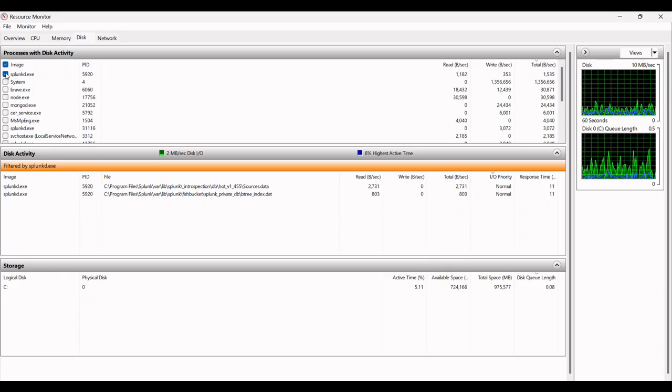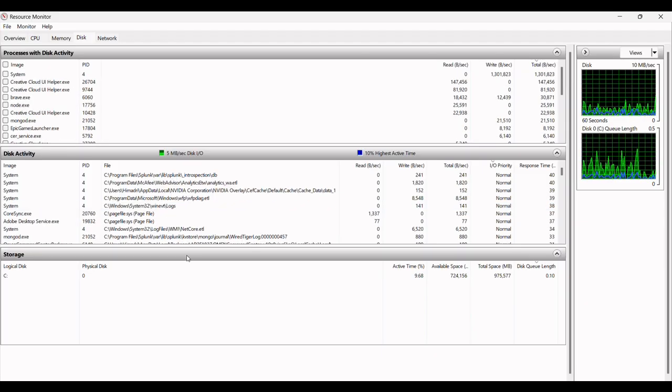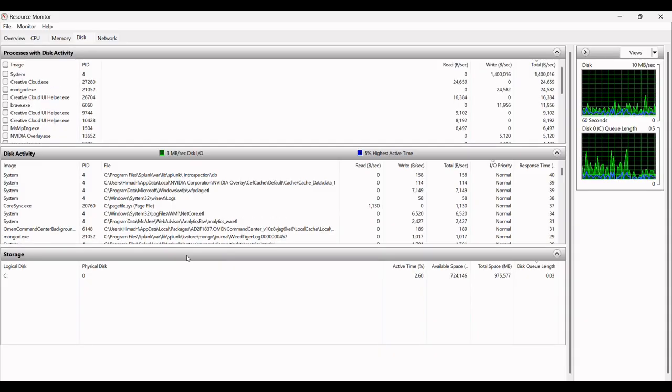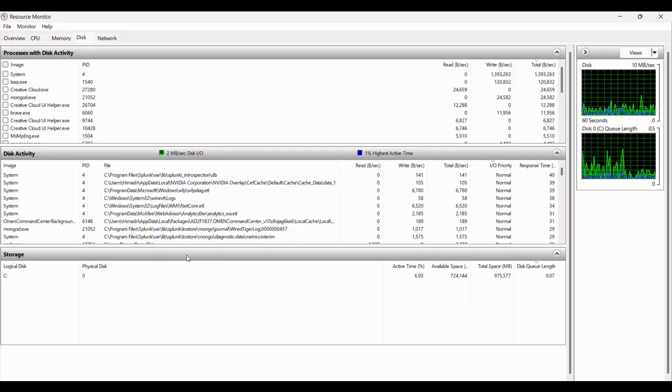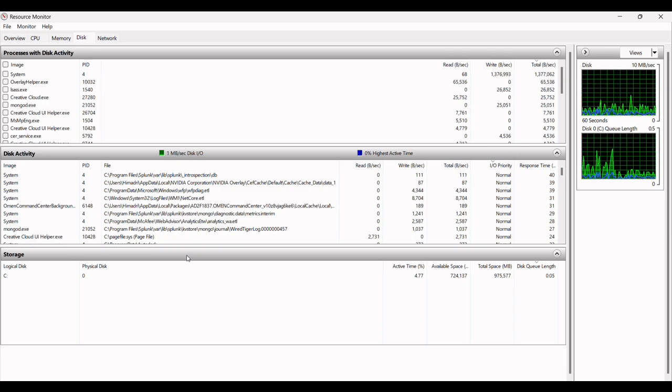The disk activity section displays individual files currently being accessed by processes. This provides extremely granular visibility into file level read and write operations. The read column represents data being retrieved from storage, while the write column represents data being written to disk. In cybersecurity investigations, file activity analysis helps identify suspicious file access patterns, ransomware activity, unauthorized writes, or abnormal storage behavior.